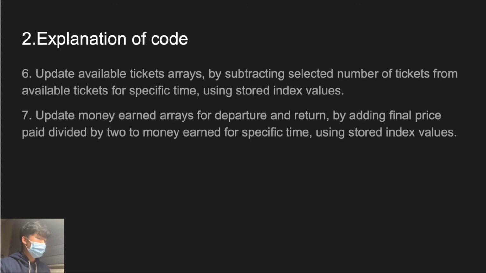And then update available tickets arrays by subtracting selected number of tickets from available tickets for a specific time using stored index values. And update money earned arrays for departure and return by adding final price paid divided by 2 to money earned for specific time using stored index values.